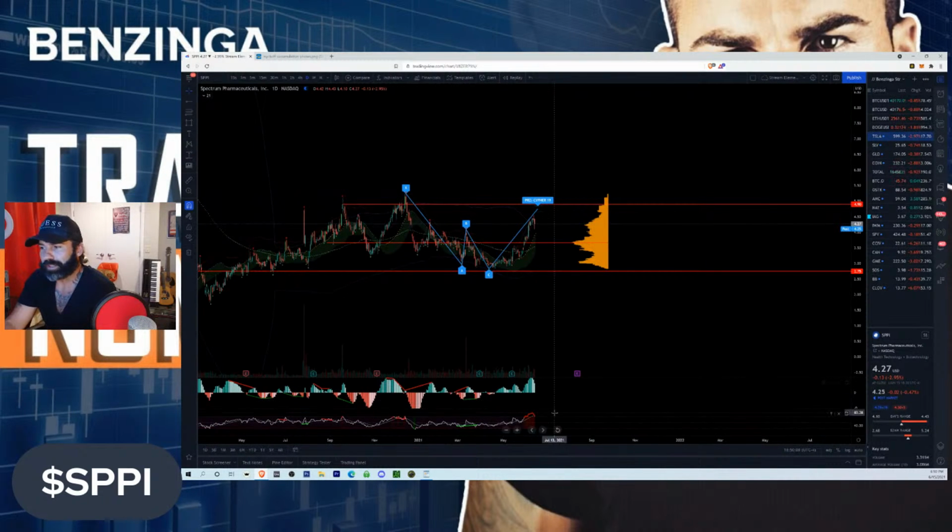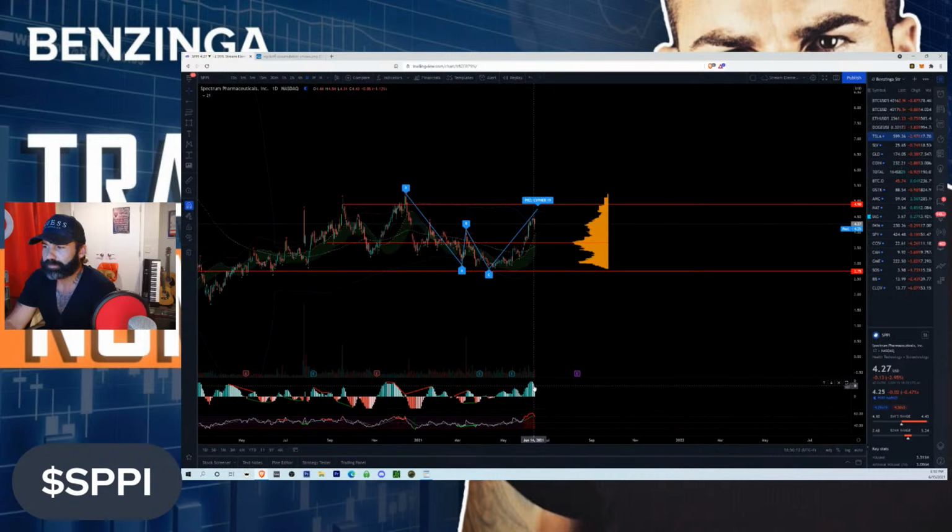And on the daily chart, your MACD says the same. You've got this positive momentum waning. You're overbought on the daily. So that implies you're probably going to come back down.